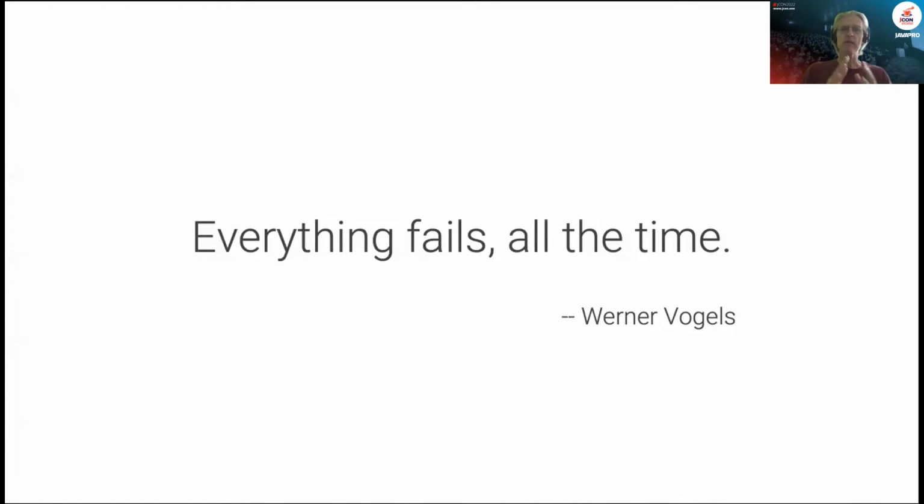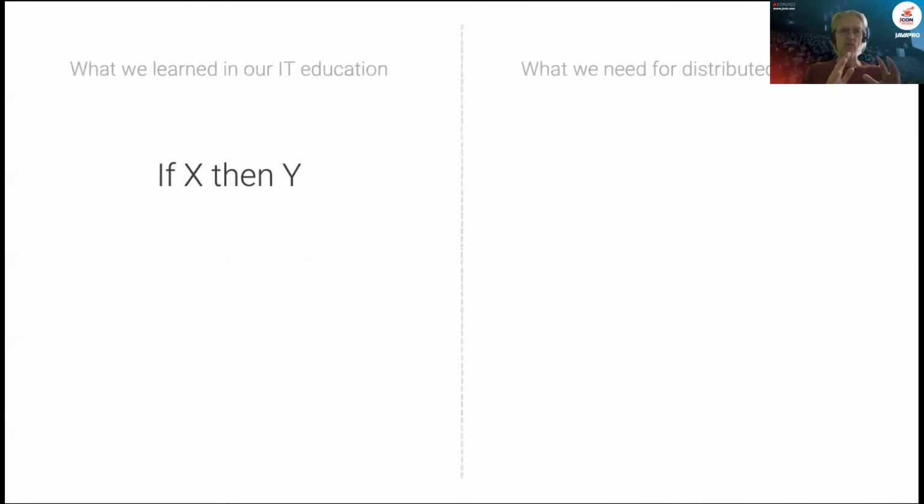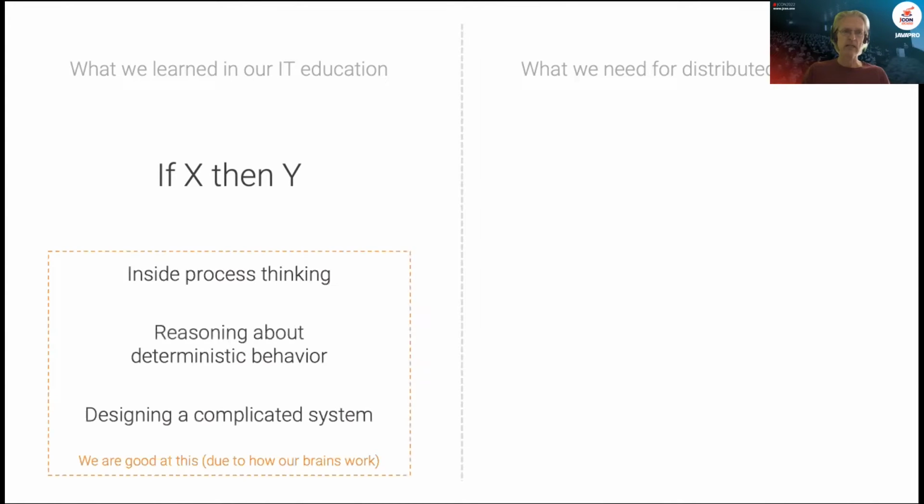And one of the biggest problems when learning about distributed systems is that what we learned in our IT education is quite different from what we need for distributed systems, because in our IT education, we learn to reason about deterministic thinking. So if X happens, then Y. If X, then Y. It's what we do the whole day when we write code and so on. We have this deterministic thinking. If something happens, then something else needs to be done. So I call that in-process thinking.